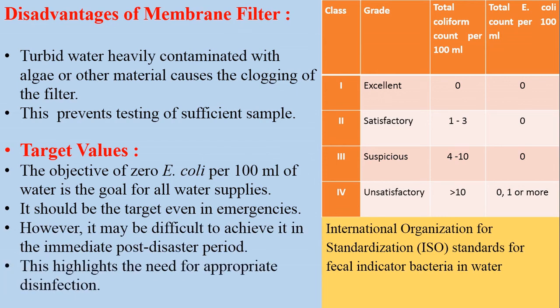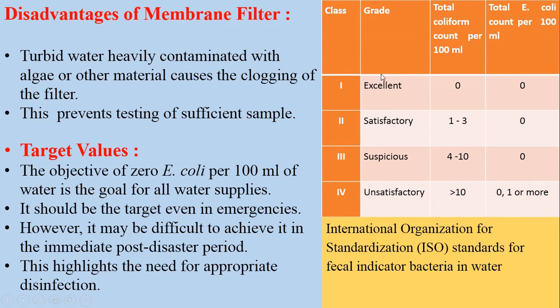So this is the table which shows the different grades or classes of water on the basis of total coliform count per 100 ml or total E. coli count per 100 ml of the water sample. And these grades or classes are on the basis of the International Organization for Standardization, that is ISO standards for fecal indicator bacteria in water. On this basis, there are 4 classes or 4 grades of the water.